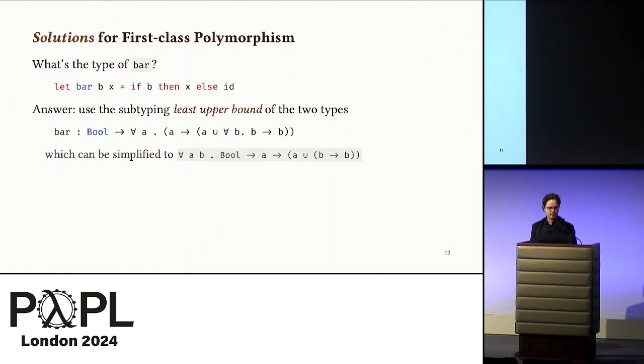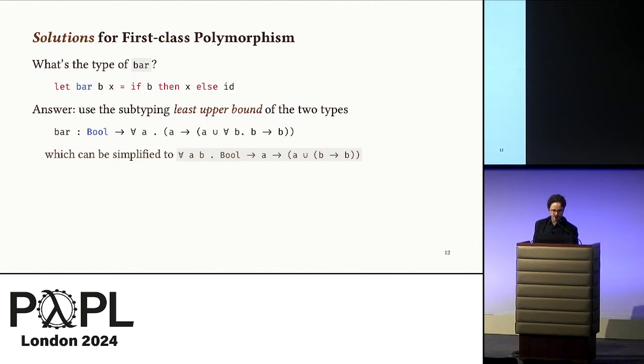As an example, let's go back to bar. The function bar we saw before, we can actually give it a type that uses subtyping. In this case, we use the least upper bound of the subtyping relationship, which I denote using this union symbol. And it turns out this is the principal type of the bar function. So bar is now a function that for all A takes an A and returns either A or the polymorphic identity function type.